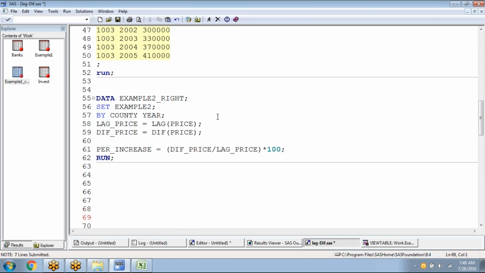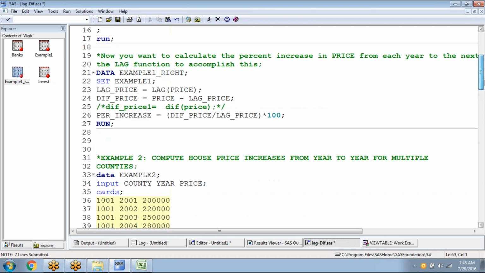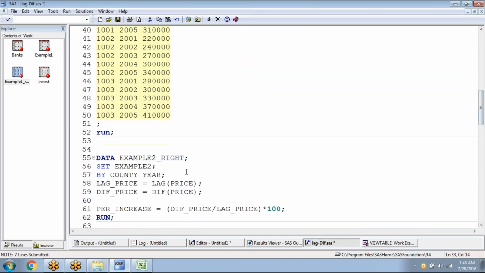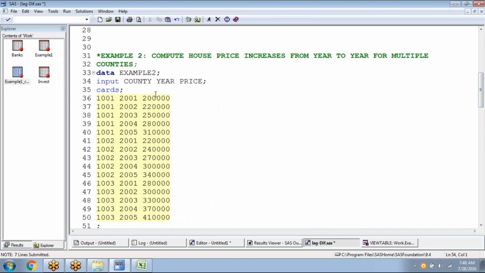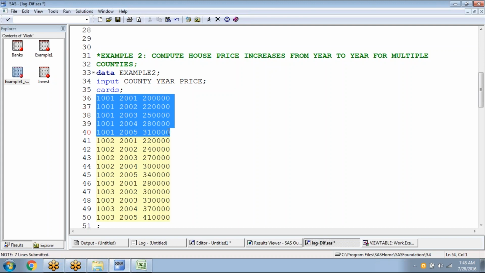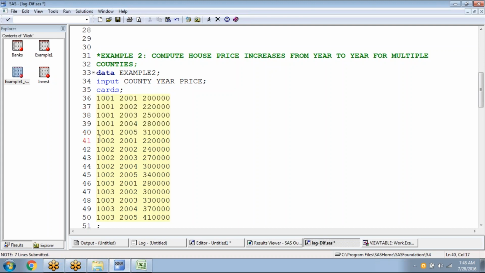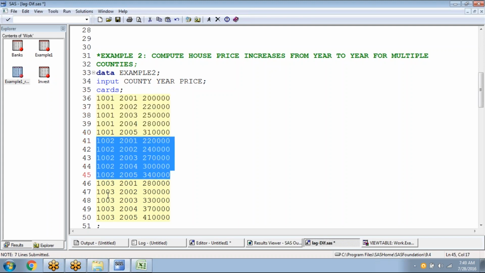Now what I'm trying to do is, where is my data? My data is in example 2. So I'm reading my data from that example 2, and I'm creating a new data set example 2 underscore. So it's very important here. One point you have to make clear. We wanted to do this calculation for each group, or for each county.